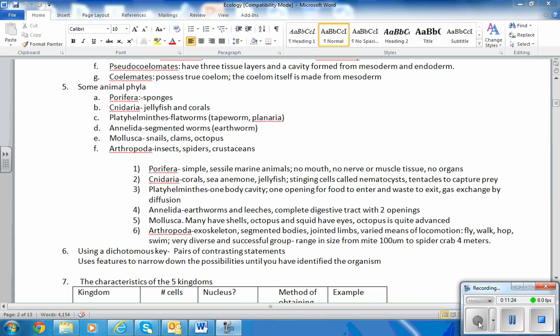So octopus and squids, they have eye spots. Okay, so they can actually see. Maybe not the way we see, but they can see.